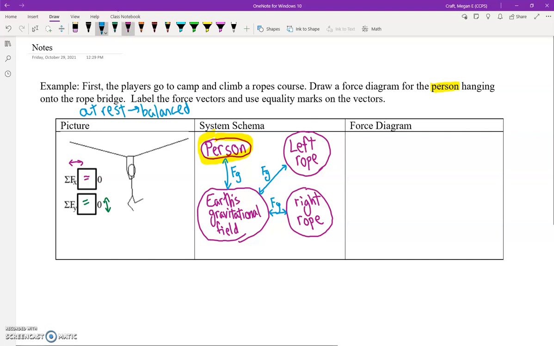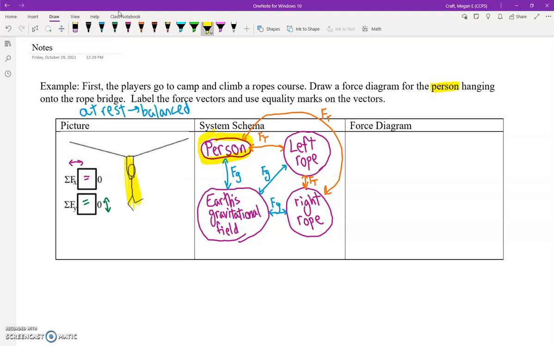And the person is touching the left rope, so that is going to be another interaction here. And because it's a rope, I know that's going to be tension. And the person is also touching the right rope, so that will also be tension. And it looks like the left rope and right rope are also touching each other, so let's make that tension as well. Anything with a rope is going to be tension. And nothing else is touching this person, so we're done with our system schema.